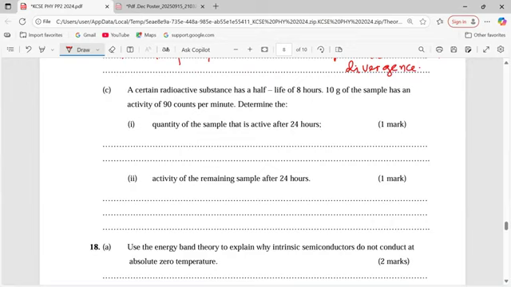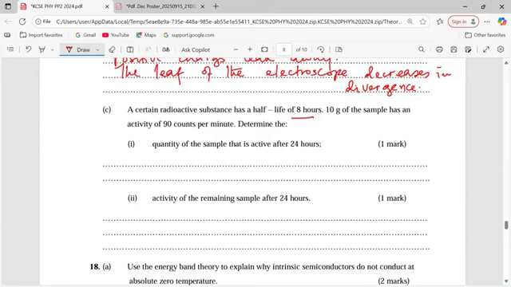Let's look at part C of this particular question. We are told that a certain radioactive substance has a half-life of 8 hours. 10 grams of the sample has an activity of 90 counts per minute. Determine the quantity of the sample that is active after 24 hours, or rather, what will be active is what has not decayed. The remainder, in other words.